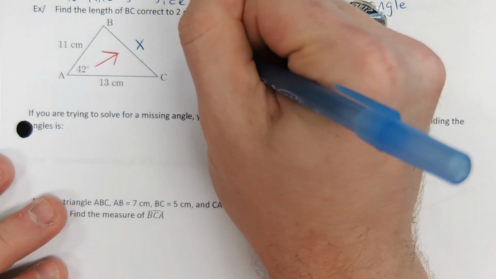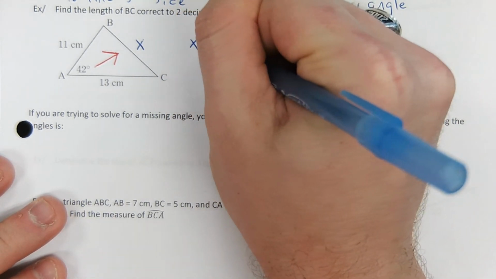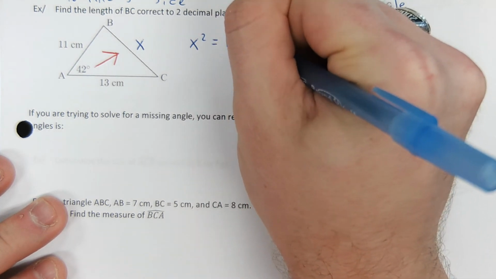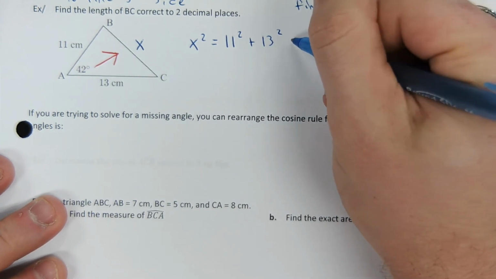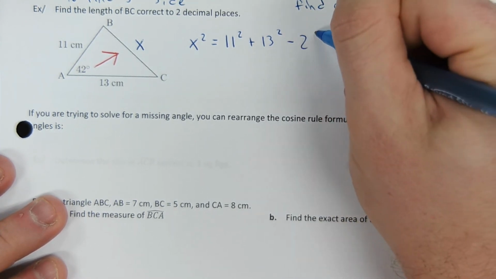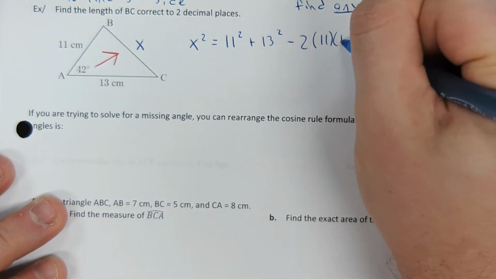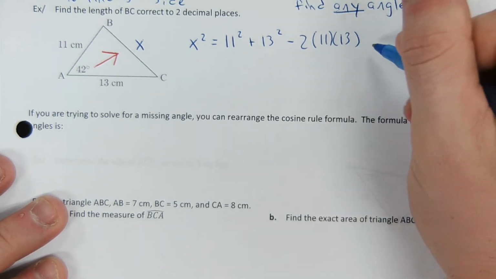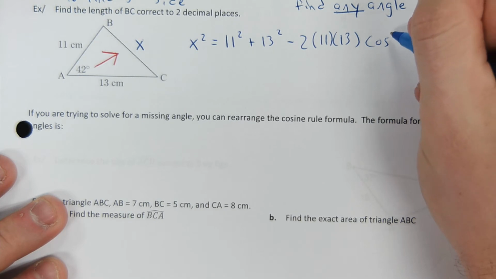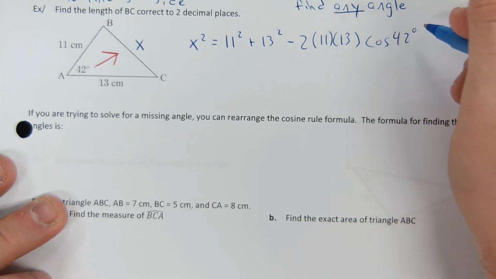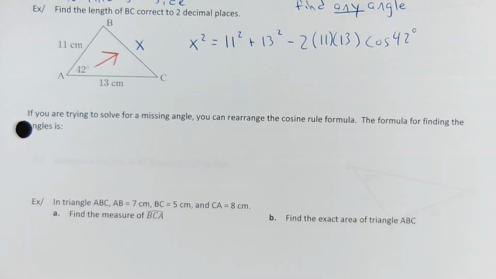So it's going to be the side I want equals one of the sides I know squared plus the other side I know squared minus 2, one side, the other side, cosine of 42 degrees. Yes, it is on the reference sheet. Sigh of relief, right?